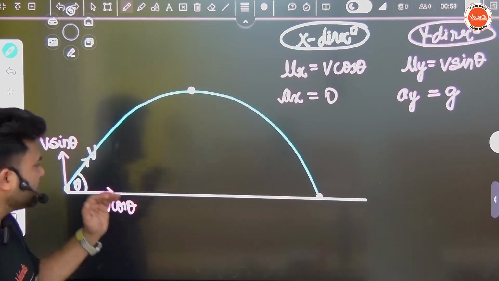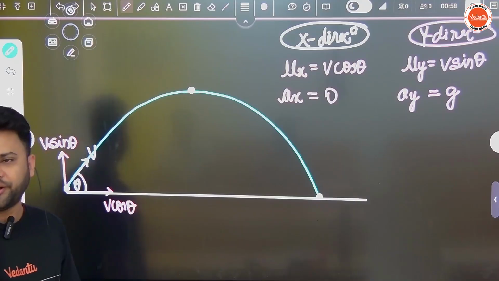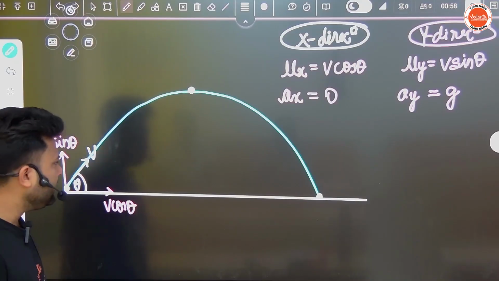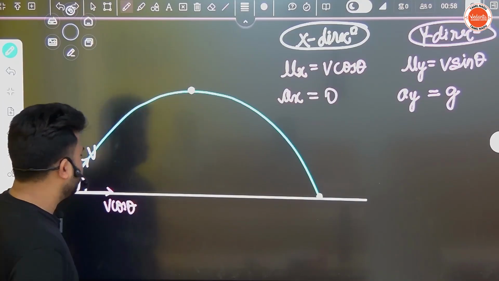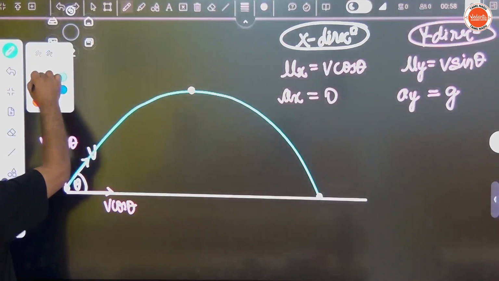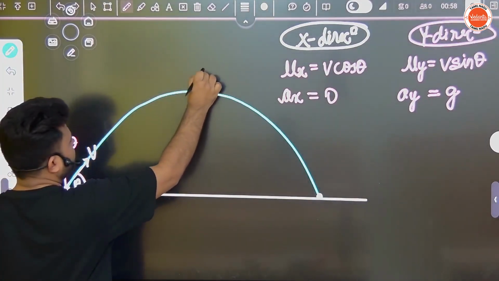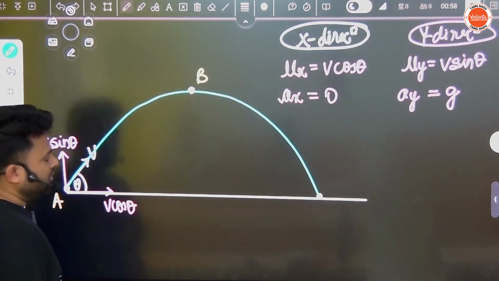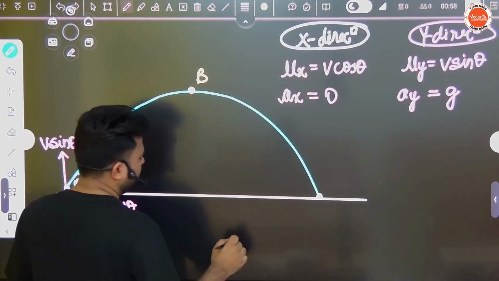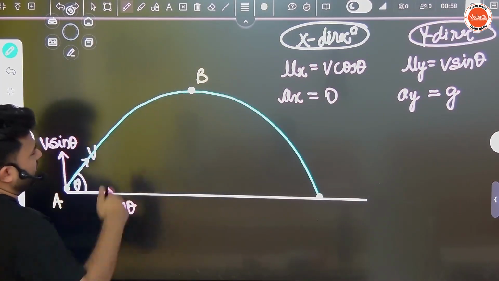Now how to solve? They have asked how much time it will take to go to the topmost point. Means if we focus on our A to B journey, suppose this is A, this is B, the time to reach from A to B.